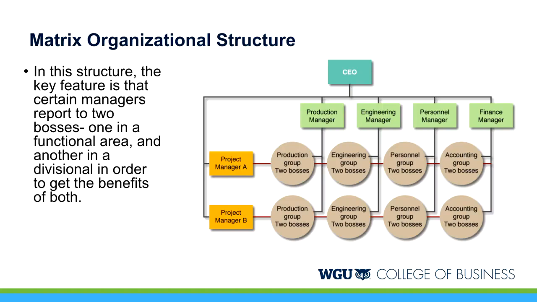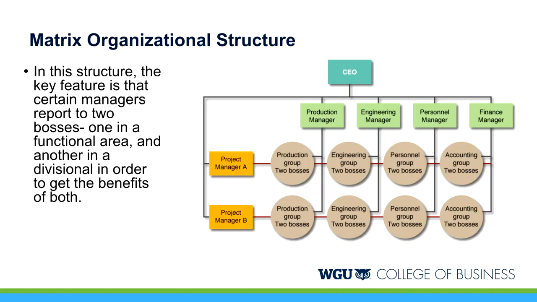So, matrix, another one, a little difficult to explain here. This is directly from 8.5, again, chapter 8. It's a little more complicated. You really have two bosses. And that's the key thing to know. There are a lot of disadvantages and a lot of advantages to this structure, and certain industry groups have been using it successfully for a long time. But the key feature is, again, certain managers report to two bosses, one in a functional area and another in a divisional, in order to get the benefits of both.